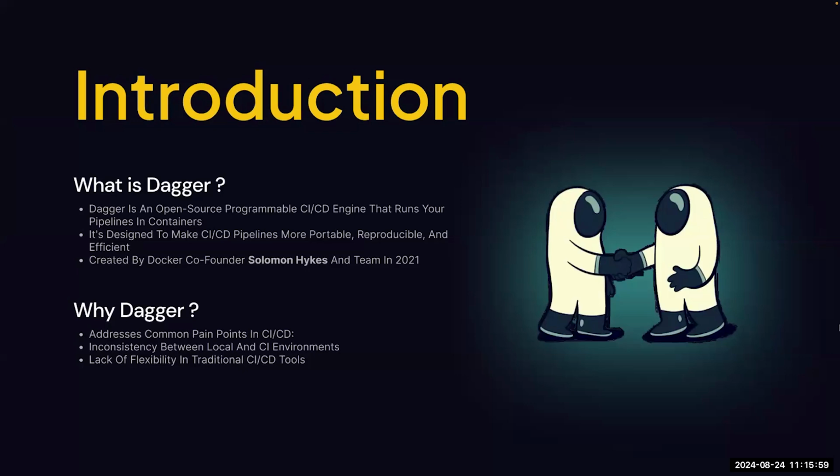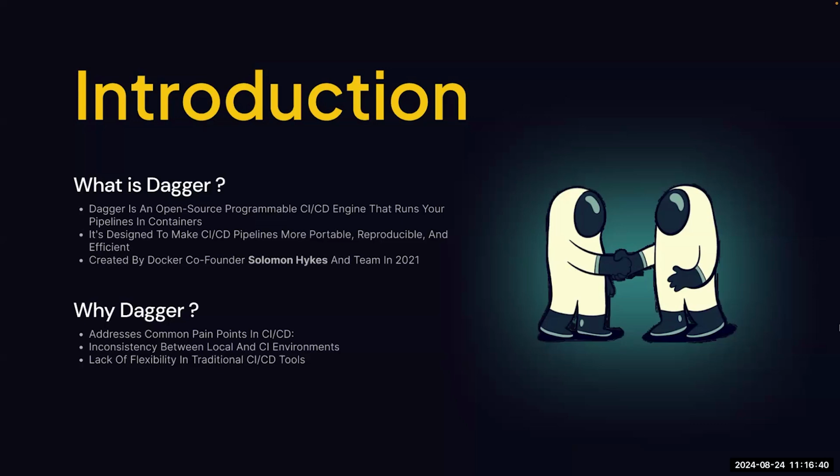Vikram has covered most of the things, so I'm just going through the main topics. Dagger is an open source programmable CI/CD engine that runs pipelines in containers. It is designed to make CI/CD pipelines more portable, reproducible, and efficient. As Vikram said, before pushing to the CI/CD and waiting for the results, we can run those pipelines locally and see the results easily. Dagger was created by the Docker co-founder Solomon Hykes and the team in 2021.